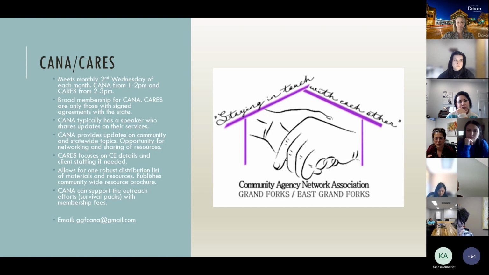Combining it also allows us to have a pretty robust distribution group. So you can send a lot of information just to CANA, and I can send it out to everyone, and that includes everyone involved in the Homeless Coalition, coordinated entry, outreach. It goes to everyone. And that hopefully eliminates you getting it from 12 different places or from other people not getting it at all. So we have one email that CANA uses, and we distribute materials through that email. So you're welcome to send us questions or information there.